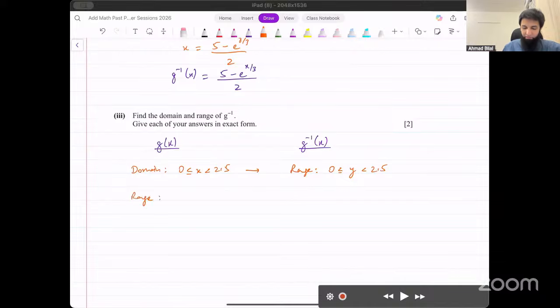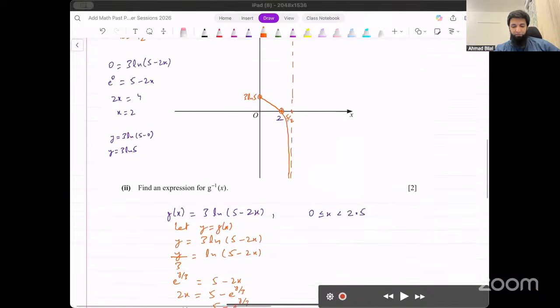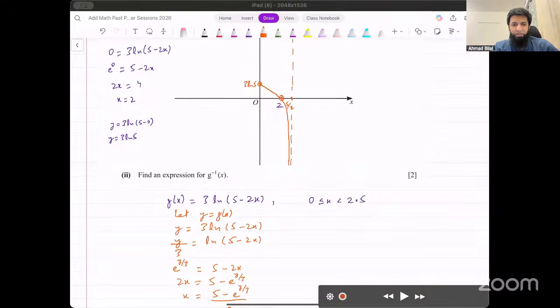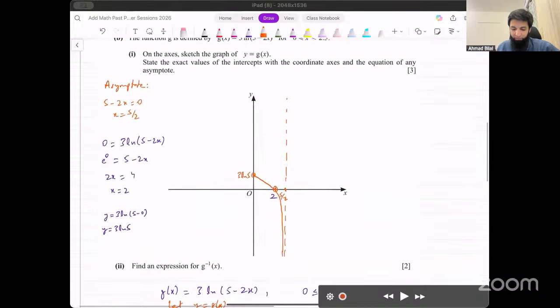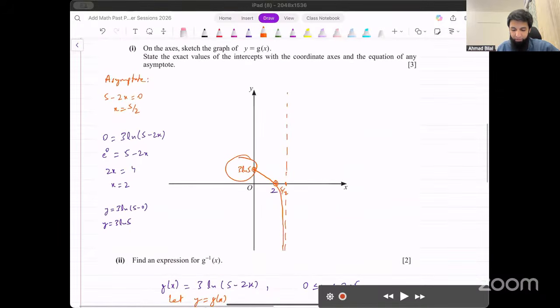What's the range of the original function? You've actually sketched the graph before. You can just look at the graph and write down the range based on that. You can see the maximum point in that interval from 0 to 2.5, that is at 3 ln 5. You already found that. What's the minimum point? It's going to negative infinity. So range is anything below 3 ln 5 or equal to 3 ln 5.